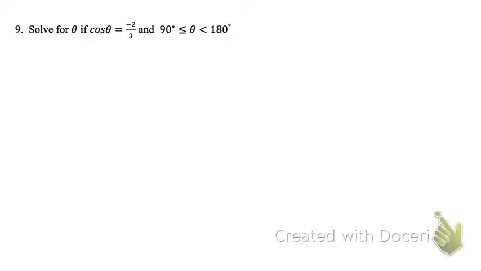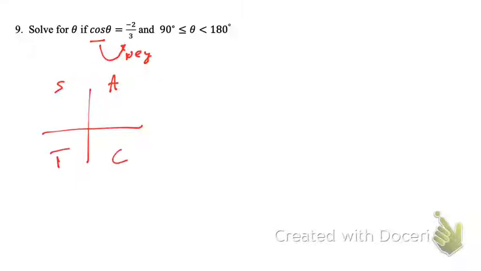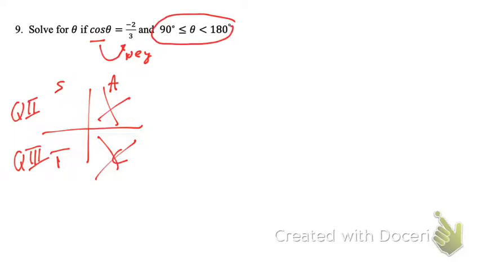Last problem. All right, solve for theta if cosine is -2/3. So the first thing I see is a cosine that is negative. Okay, so I would say to myself, where could that be? Wouldn't be in the first, wouldn't be in the fourth. It'd be either in the second quadrant or the third. Well, let's keep reading on here. And theta has to be between 90 and 180. So they do the work for us. They tell us it has to be in the third quadrant.